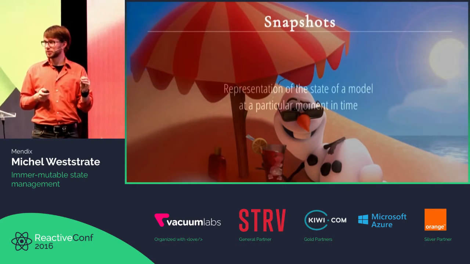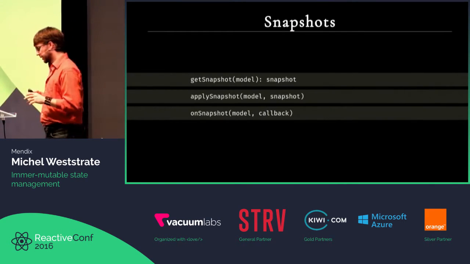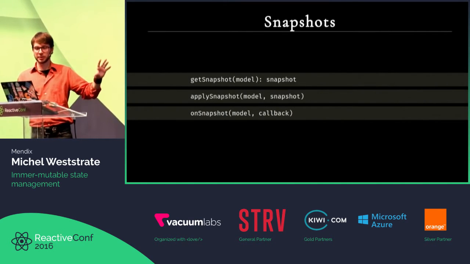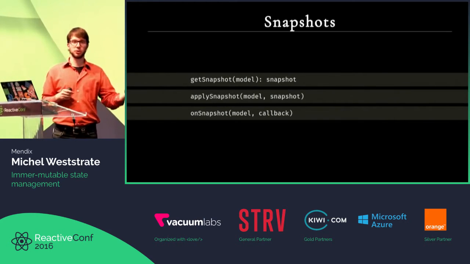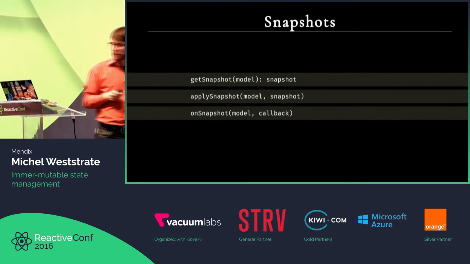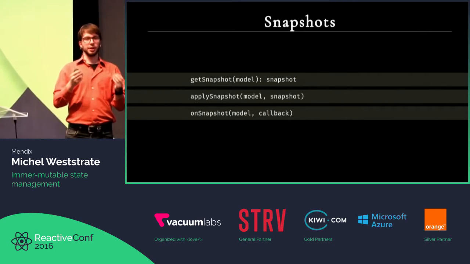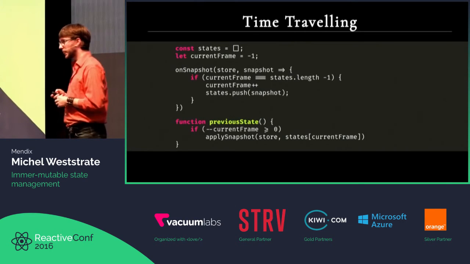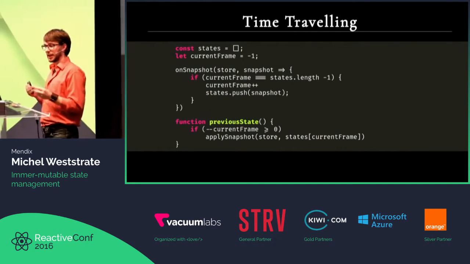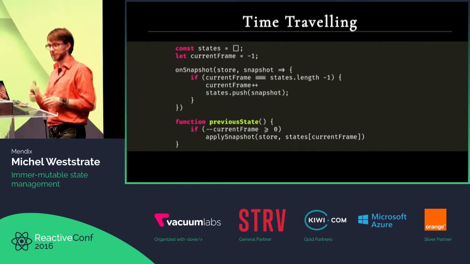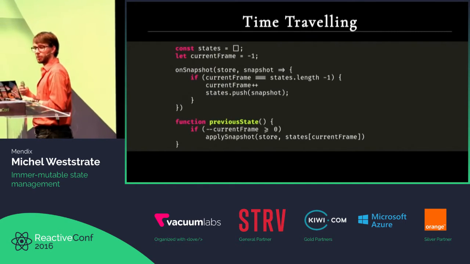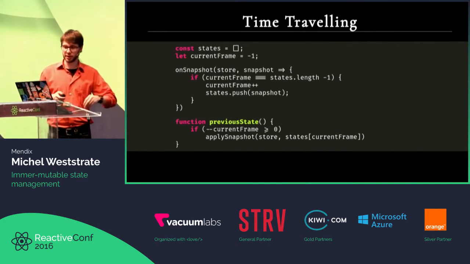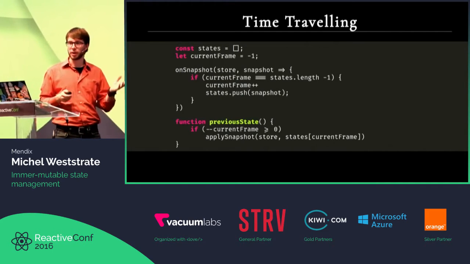So why are those snapshots useful? The MobX state tree library provides three functions. One to get a snapshot, one to apply a snapshot back to an existing model instance, and also a listener to retrieve a new snapshot each time some data is changed. So with that, we can build actual time traveling, which isn't expensive CPU-wise or memory-wise. We can just attach a snapshot listener to a model, and if we want to rewind the state, we apply it back.